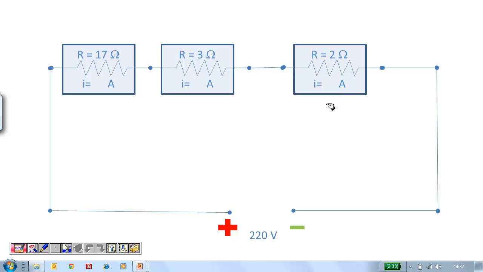So now we have essentially reduced it to a serial circuit, right? In the serial circuit, we have 17 plus 3 plus 2, that is 17 plus 5, that is 22 ohms. The voltage out here is 220. So the effective current is going to be 10 amps. So we'll have 10 amps going here, 10 amps going there, and 10 amps going there.